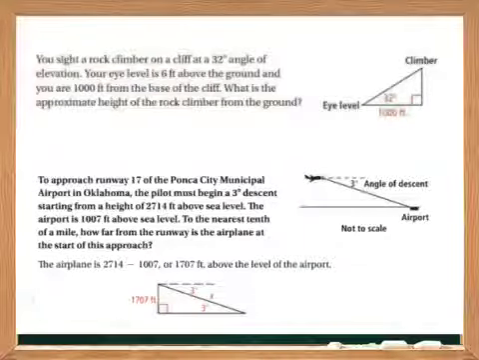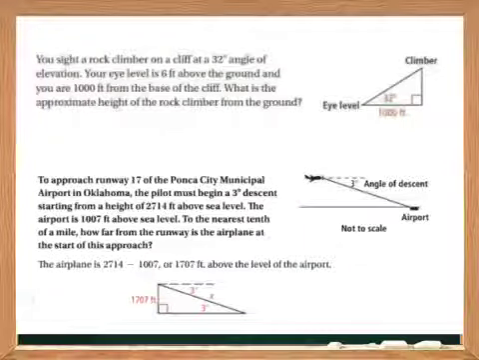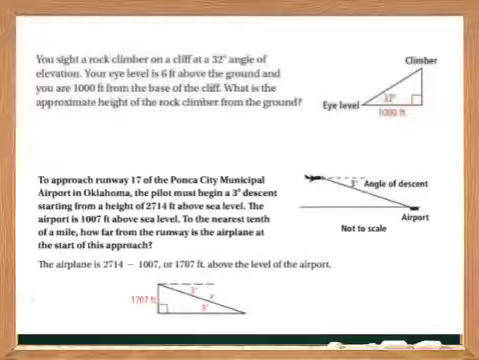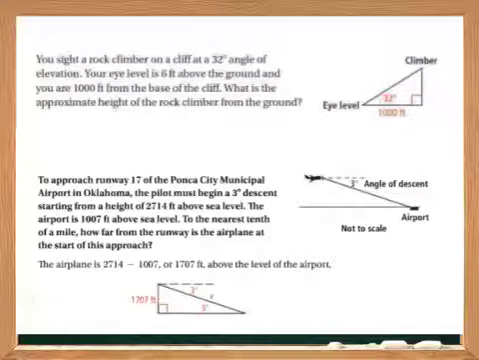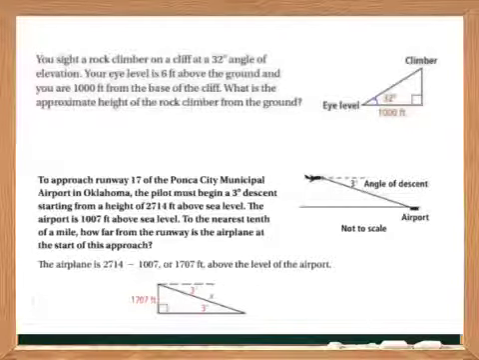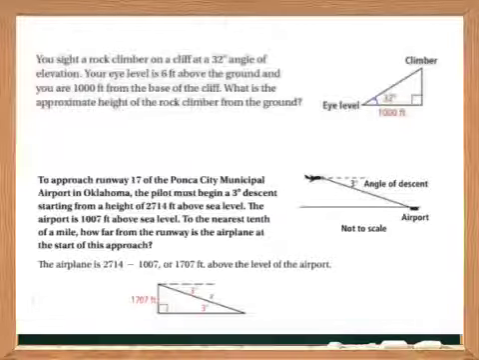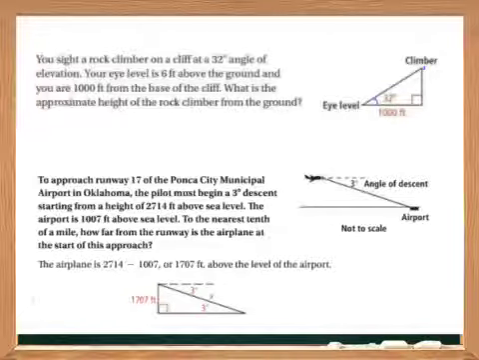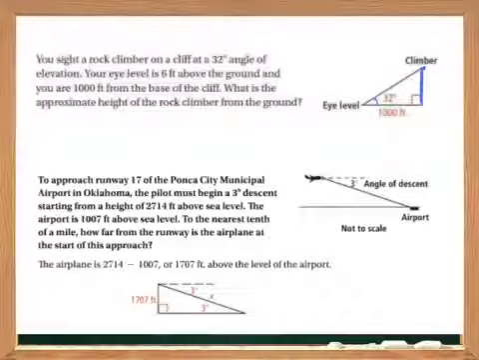So a few uses that you would have for this. You sight a rock climber on a cliff at a 32-degree angle. So this is our 32-degree angle. Your eye level is 6 feet above the ground, and you are 1,000 feet from the base of the cliff. What is the approximate height of the rock climber from the ground? So we're looking for this measure.